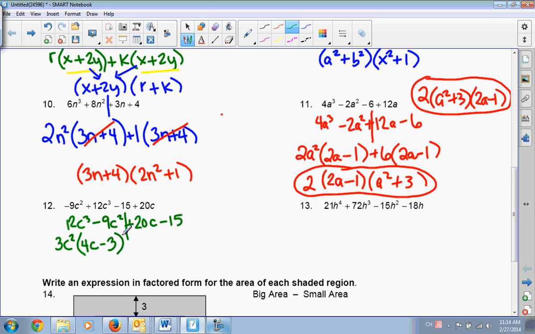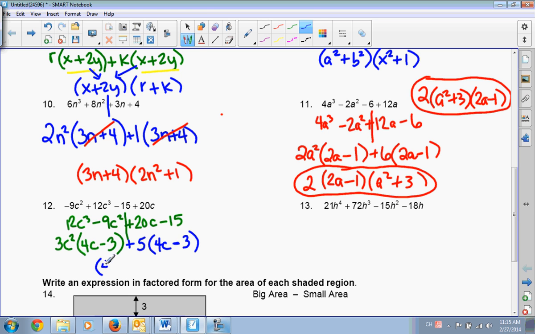20 divided by what is 4? So yeah, we're going to have to pull out a 5. Our GCF needs to be a 5. Is there anything else besides a 5 we can pull out? No. So 20 divided by 5 is 4, and then c minus 15 divided by 5 is 3. Okay, do they match? Yes, so we're good. If they match, we're good. If they don't match, something's wrong.